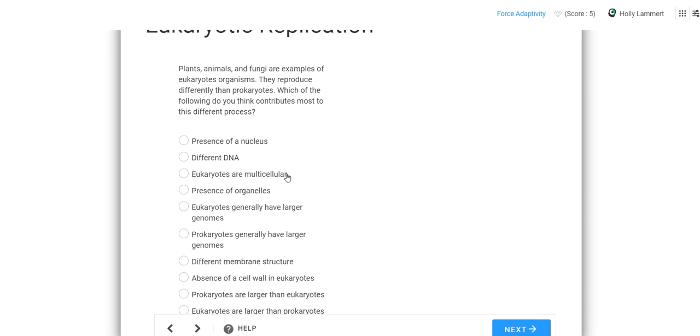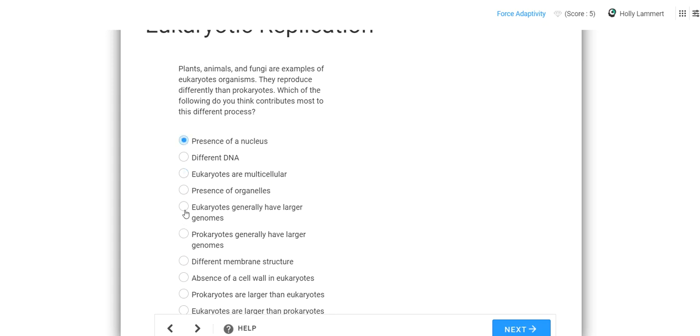Eukaryotic replication. Plants, animals, and fungi are examples of eukaryotic organisms. They reproduce differently than prokaryotes. Which of the following do you think contributes most to this different process? Is it the presence of a nucleus? That's kind of the main difference here, so that feels pretty right. Different DNA, it's all the same DNA. Eukaryotes are multicellular, that is true, so that could be a factor here, but we can only choose one.